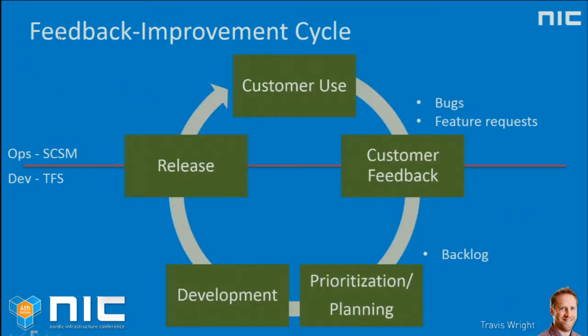You start at the top where you have customers using the software solution, and they provide bugs and feature requests. This is customer feedback. That then should go into the backlog for development, and then they prioritize and plan. They develop whatever it is that the customer is asking for, and then it gets released. And if you think about it, this line right here that I drew, that's the difference between ops and dev. So dev is down here doing the prioritization and planning and development, and up here when it's in customer use, that's obviously like an operations function. But release and customer feedback are an area where development and operations can work together.